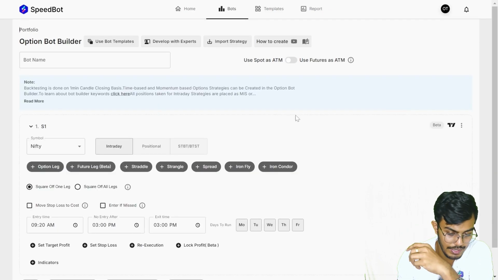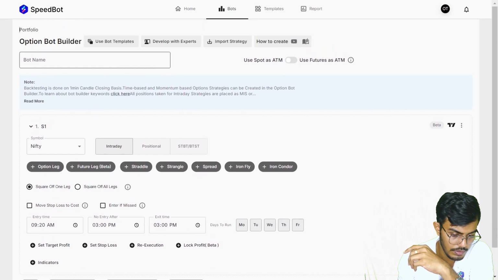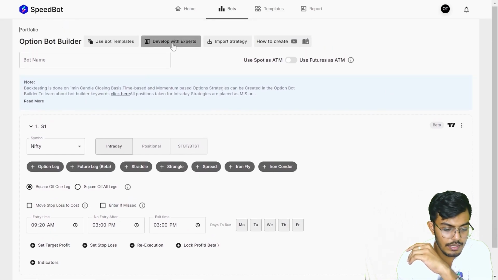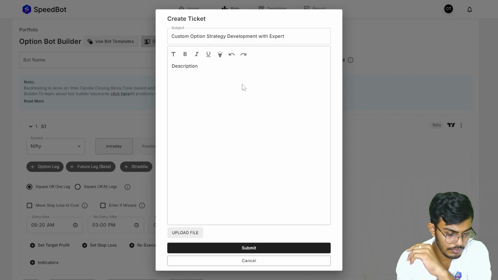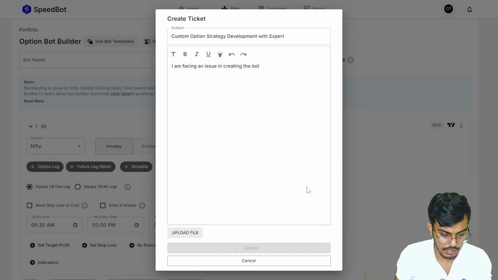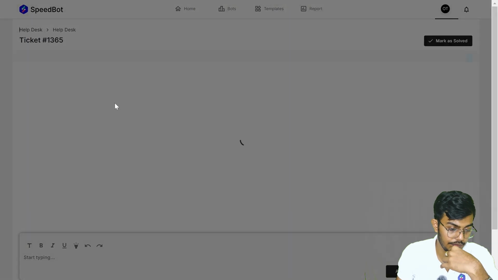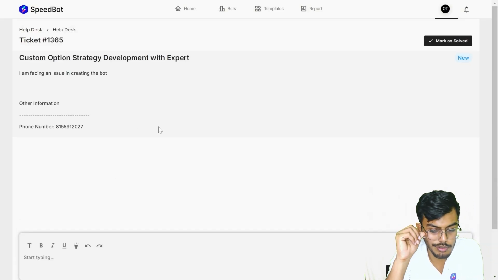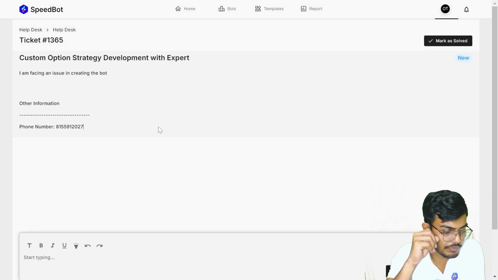Let's say you were to create an equity or an option-based bot. Once you have added the conditions, if you are stuck anywhere, you can click on this button, the Develop with Experts button. You can mention that I am facing an issue in creating the bot, and you can submit your ticket like this. You'll be able to track our conversation with the team, and they'll be able to assist you regarding your query.